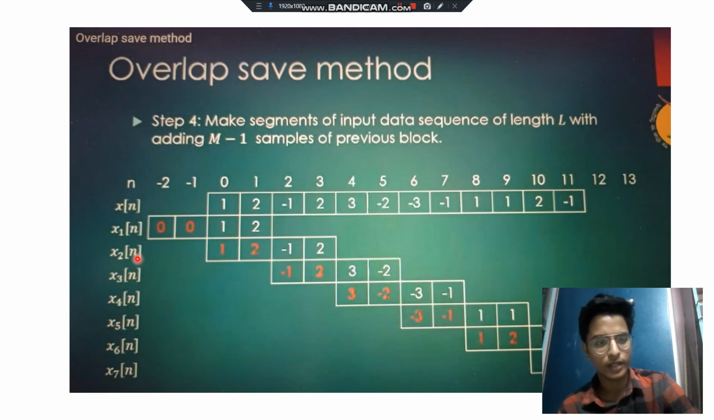Similarly for x2 of n, we take the L samples from the present input, that means 1, minus 1, 2, and m minus 1 samples from the previous block. So for x2 of n, the previous block is x1 of n, so we take the two samples from the previous block. Similarly for x3 of n, we take the two samples from the previous block, that means x2 of n, and two samples from the present input, 3, minus 2. And similarly for x4, x5, x6, and then x7.